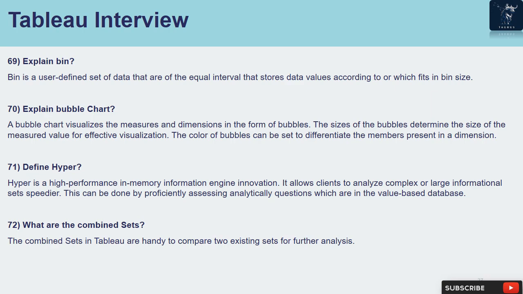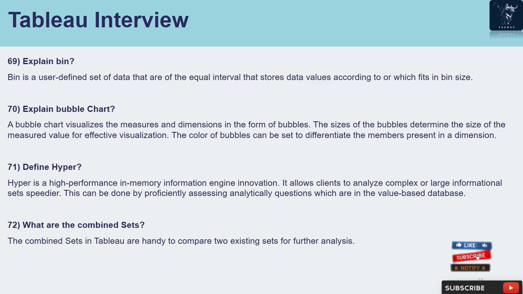69. Explain bin. Bin is a user-defined set of data that are of the equal interval that stores data values according to or which fits in bin size. 70. Explain bubble chart. A bubble chart visualizes the measures and dimensions in the form of bubbles. The sizes of the bubbles determine the size of the measured value for effective visualization. The color of bubbles can be set to differentiate the members present in a dimension.